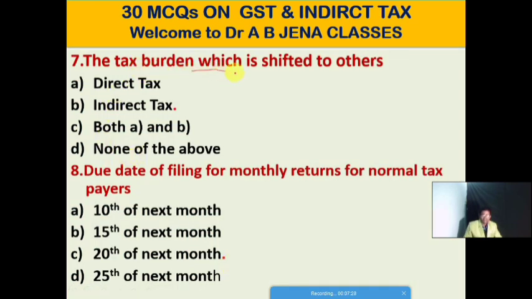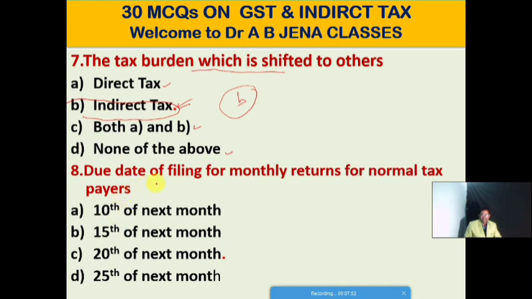Next MCQ. Tax burden which is shifted to others: option A, direct tax; option B, indirect tax; option C, both A and B; D, none of the above. The right option is B. The tax burden which is shifted to others is indirect tax.